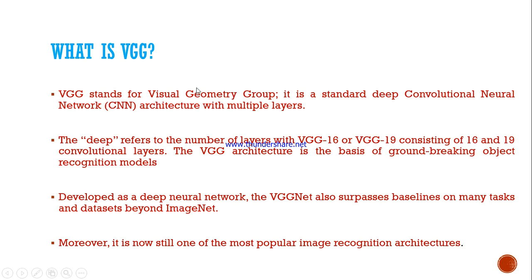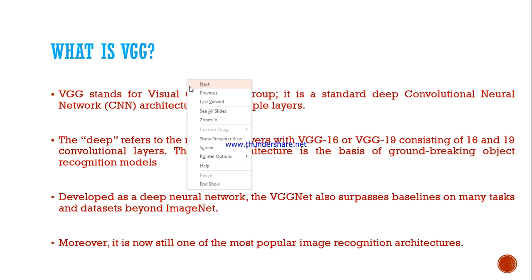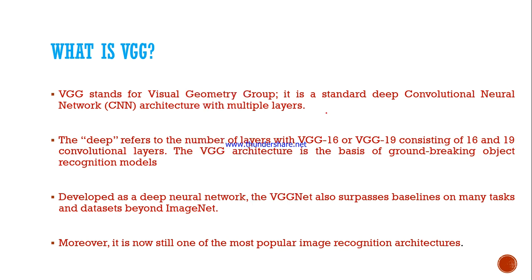So what is VGG? The abbreviation stands for Visual Geometry Group. It's a standard deep convolution architecture. The term deep here refers to the number of layers, with VGG16 or VGG19 also. Moreover, it's one of the well-developed deep neural networks, and still one of the successful and popular image recognition architectures. This is one VGG. Later we go for some other versions.